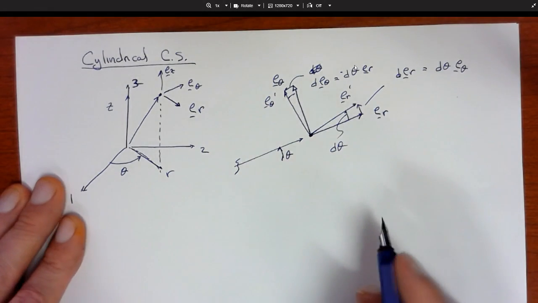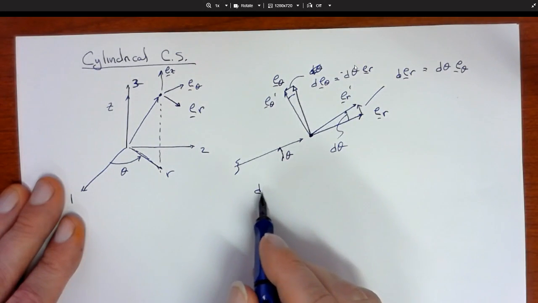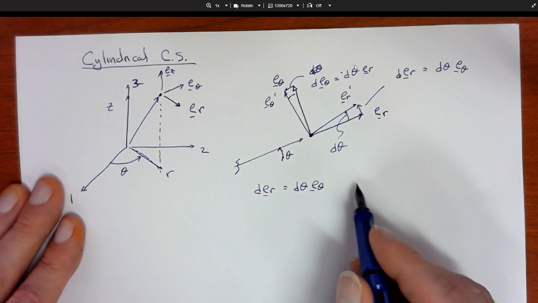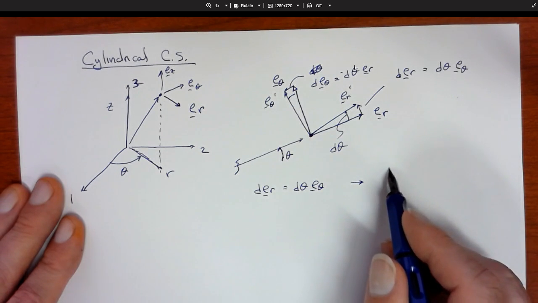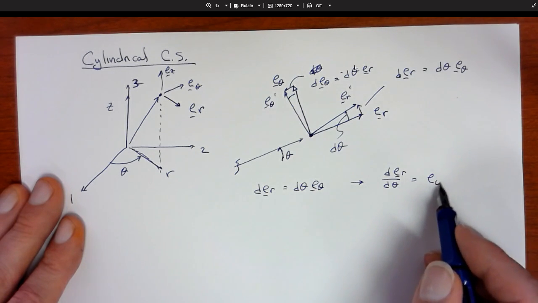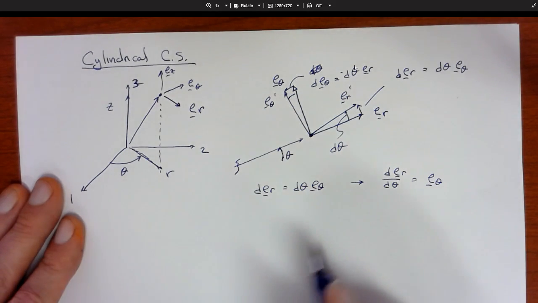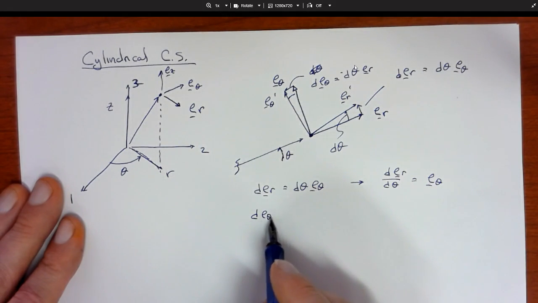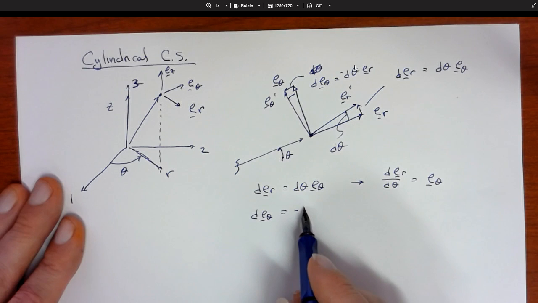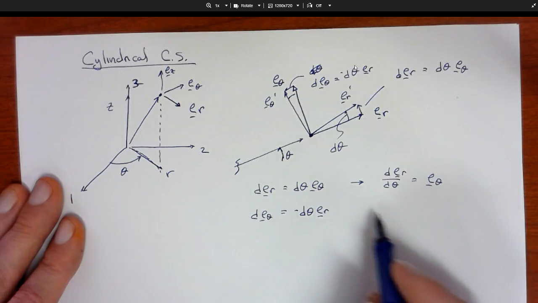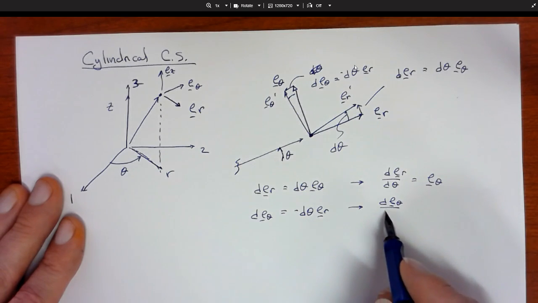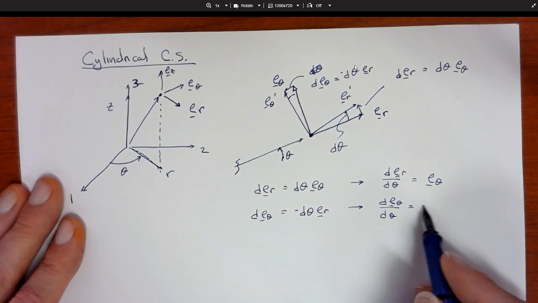So we have dER equals d theta in the E theta direction. Or if we divide by d theta, this tells me that dER d theta is just the unit vector E theta. And likewise, we can do dE theta. What happens to the unit vector E theta as we perturb it by d theta? That becomes minus d theta in the ER direction, or dE theta d theta equals minus ER.